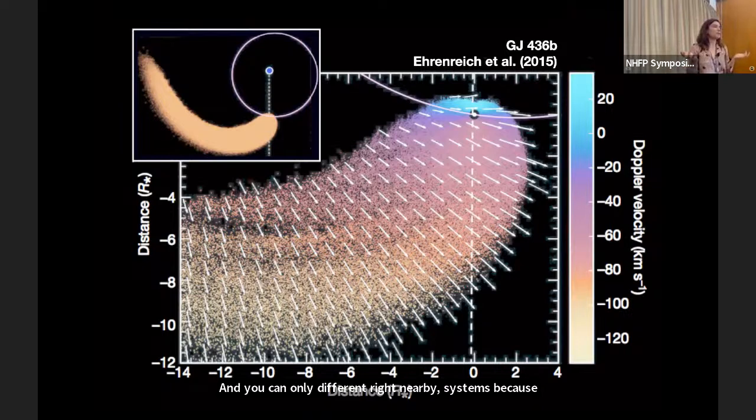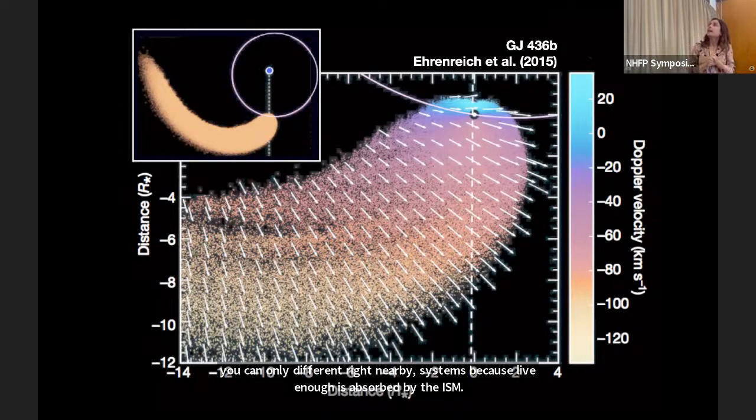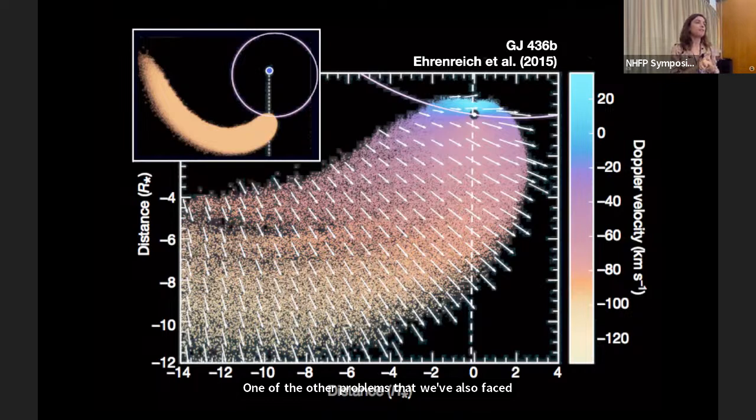One of the other problems that we've also faced is that we can only observe the absorption in the blue shifted wings of the line. And this means that this material that we're observing has been accelerated up to 100 kilometers per second and is streaming towards us. Now, exactly how that material gets accelerated so fast has been a bit of a mystery.